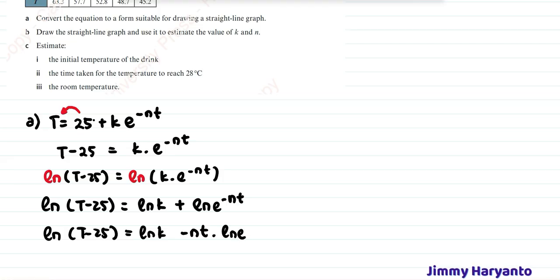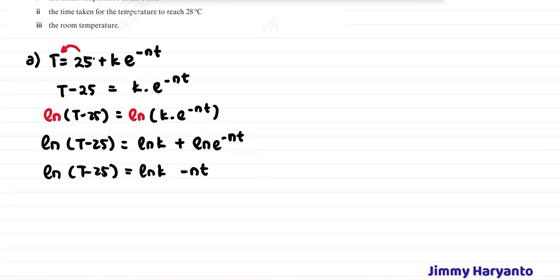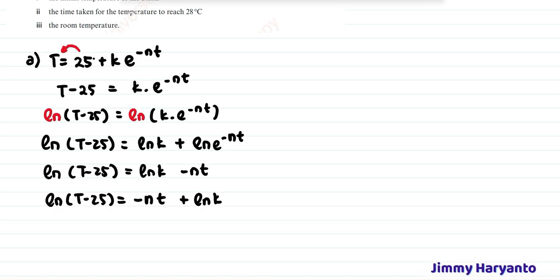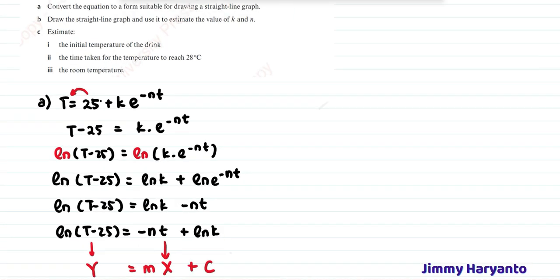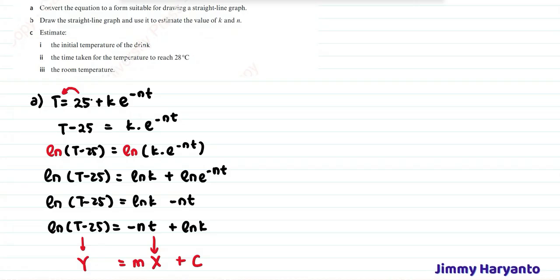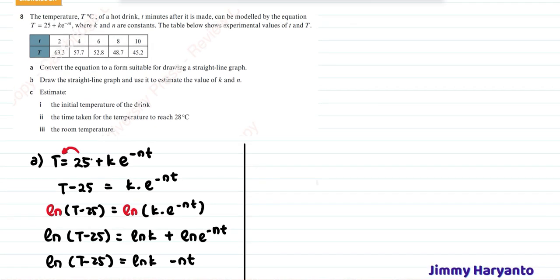The ln e will become 1, so we can erase this, and then we have to rearrange the right hand side. So I will have negative nt plus ln k. So at this point we already have y equals mx plus c. There you go. This is the answer for question A. Next is question B. For question B, you have to draw the straight line graph and use it to estimate the values of k and n.